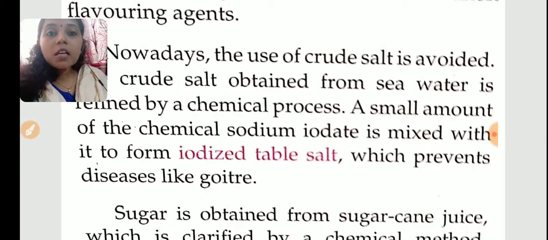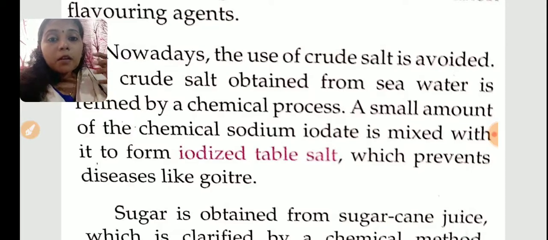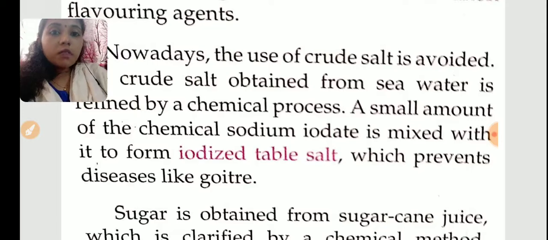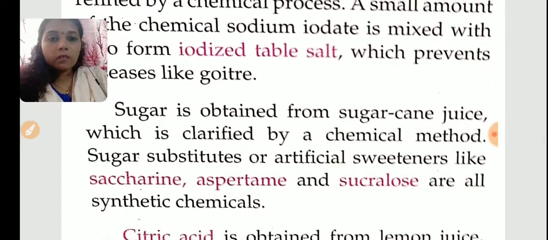Iodized means the salt containing iodine. What is iodine? Iodine is a substance which is required for the thyroid. Iodine is a thyroid regulating agent. It is needed for the proper growth of our body. So the salt which is iodized is used in our kitchen or for cooking.